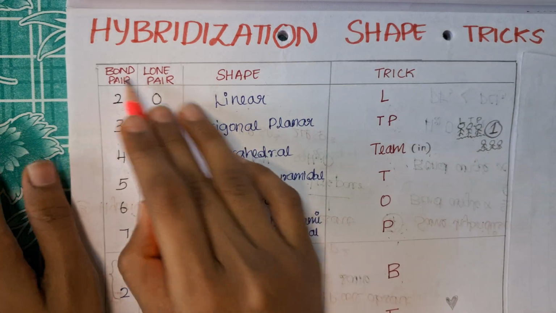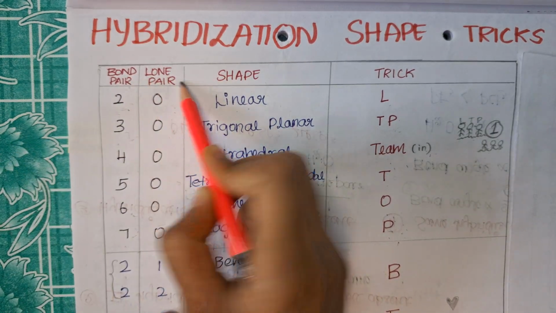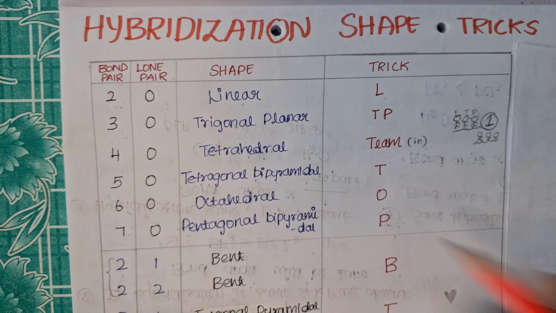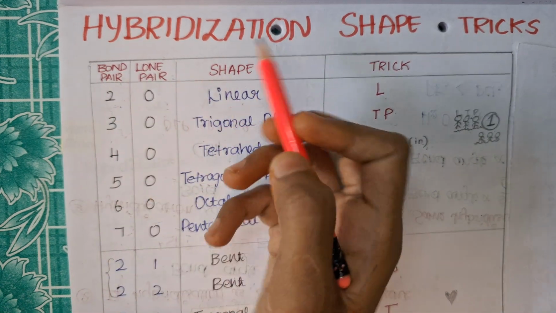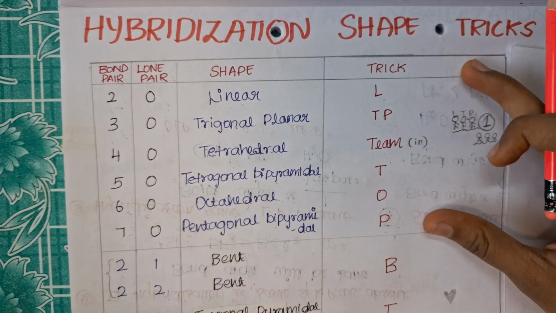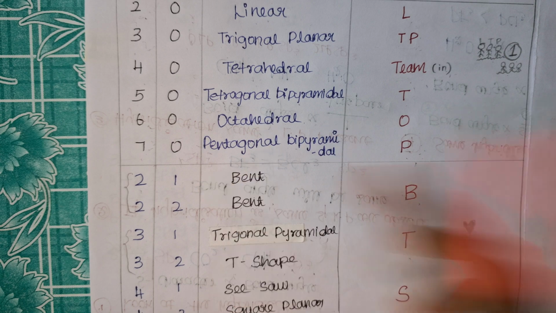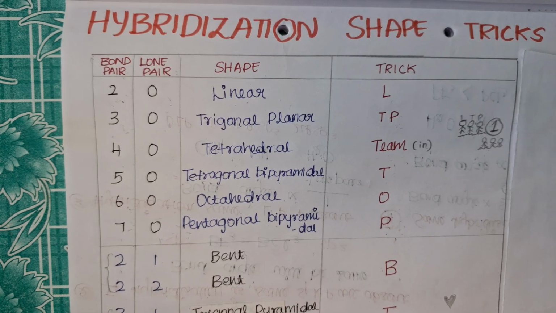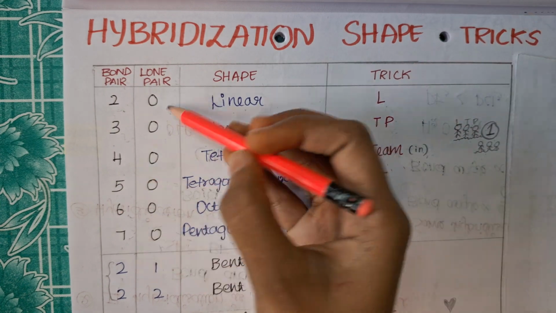In hybridization, we have two things, okay? Bond pair and lone pair. As many of you know, if you don't know, we will discuss about it later. Yeah, bond pair and lone pair, okay? Whenever the lone pair is 0, that will come under one trick, and whenever we have lone pair, that will be coming under another trick, okay? So yeah, the first set will be whenever lone pair is 0.